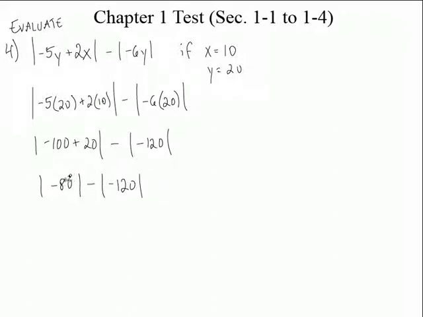Alright, so here we go. Now we figured this thing out. We plugged the stuff in here, we came up with one number, now we apply the absolute value. The absolute value of negative 80 is positive 80. Remember, whatever's in here, it always comes out positive.